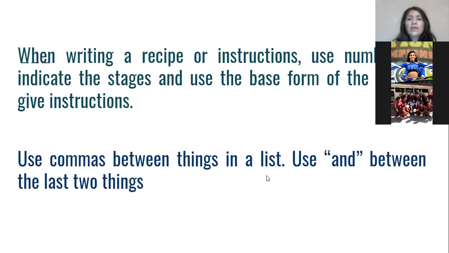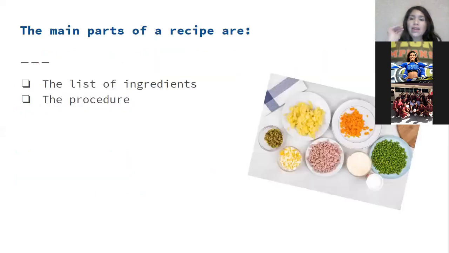Okay, so whenever you follow a recipe, if you notice, the tense that is used is the simple present. So it means that we have to use the base form of the verb, and then they are numbered by the steps, right? Like the first step, second step, etc. So the main parts of a recipe are the list of ingredients and the procedure. That's what we get in a recipe that we follow. So we find first the ingredients, and then we find the procedure of how to cook it, right?